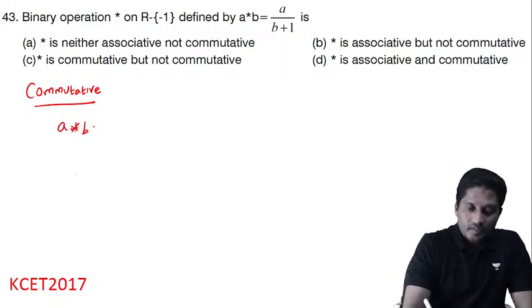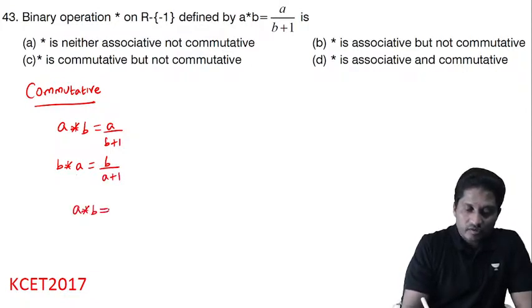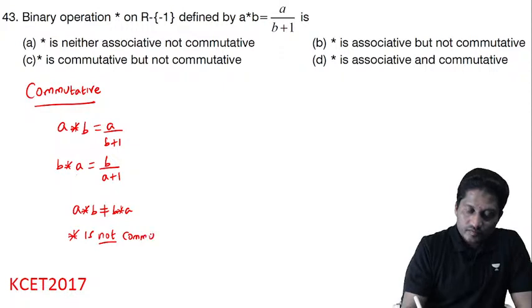Suppose a star b is equal to a divided by b plus 1. Right, now if I take b star a, it is b divided by a plus 1. Both are different. So I should write a star b not equal to b star a. So star is not commutative on R except minus 1.